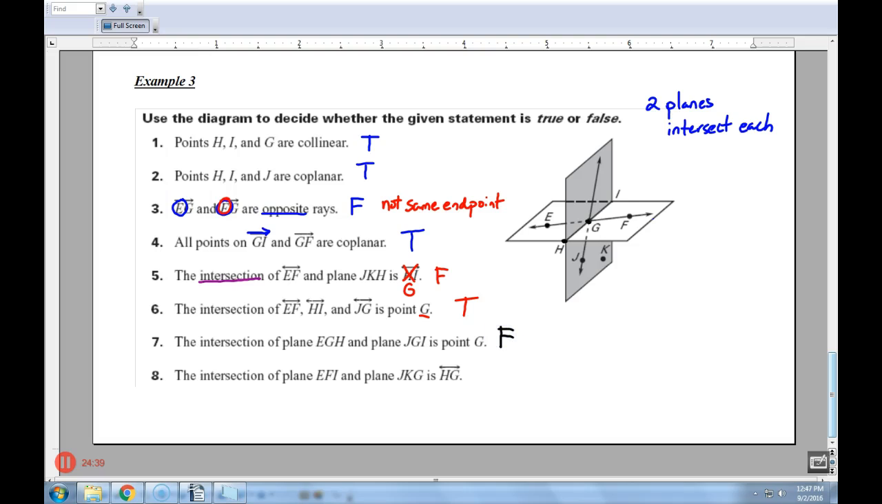And I think number 8 kind of explains what is true. Number 8 says the intersection of plane EFI, which is, again, the horizontal plane or the white plane, and JKG is the vertical plane or the shaded plane. Those 2, the points that they share in common, are actually right here. Those are the points that both planes share. So this one would be true, and the one up above would be false.